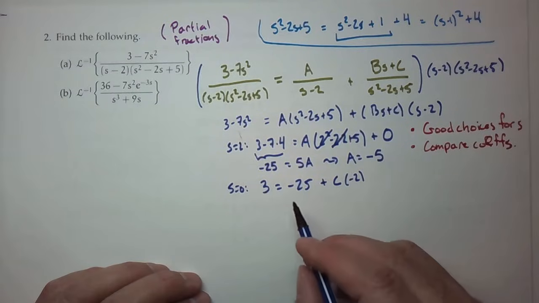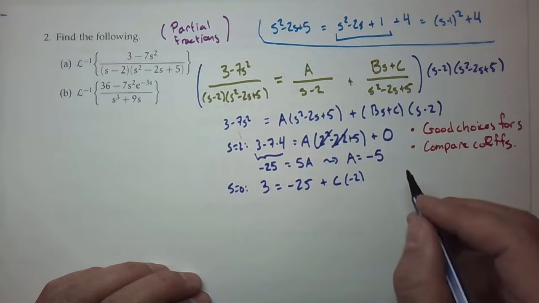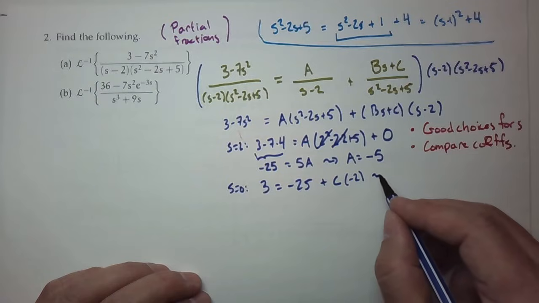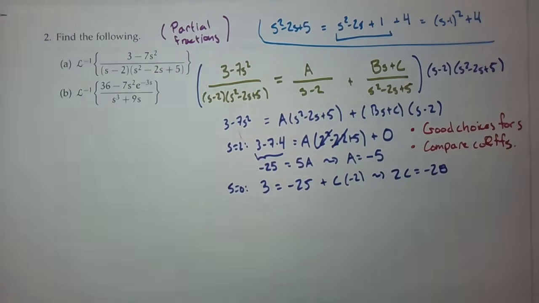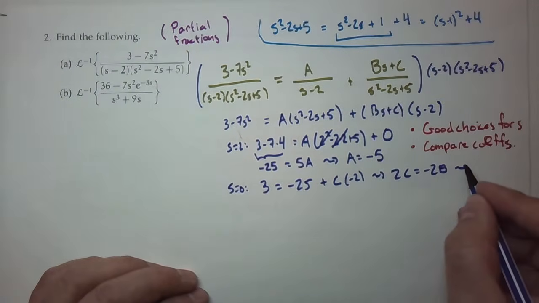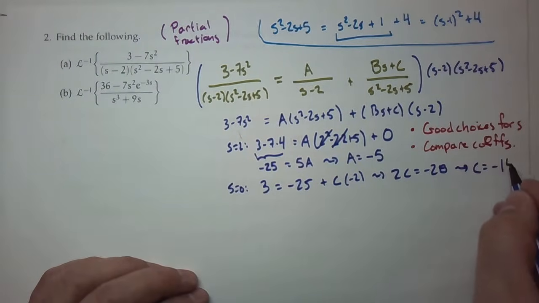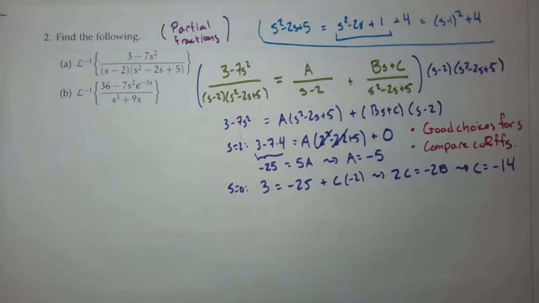Okay, well that's great. We can move things around, and what does this tell us? Well, it tells us that 2c is negative 28. So what's c? Negative 14. All right, well, progress. We have 2 down, and at this point, anything works, right? Because if you know 2 out of 3, plug in any value.